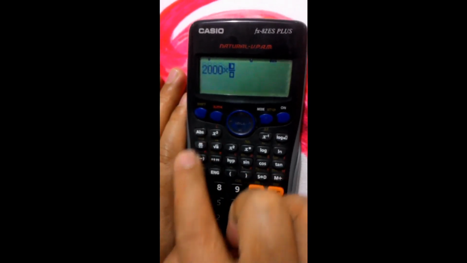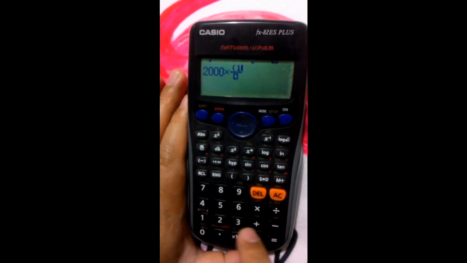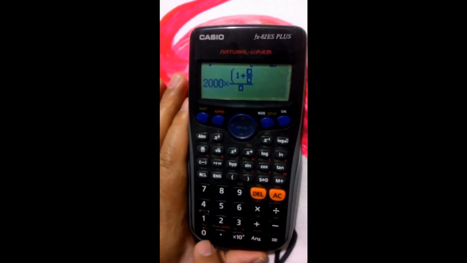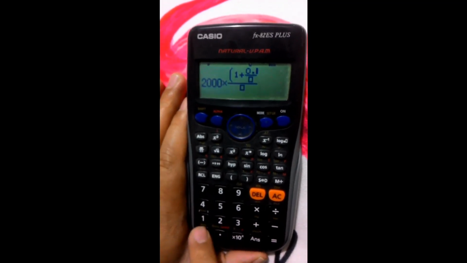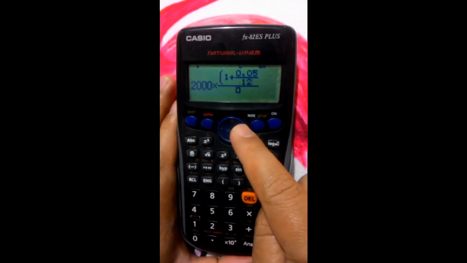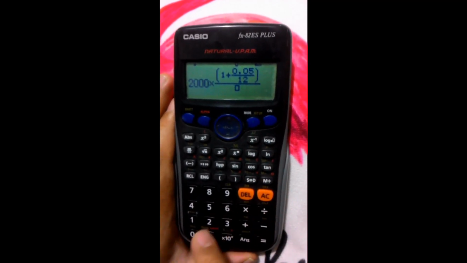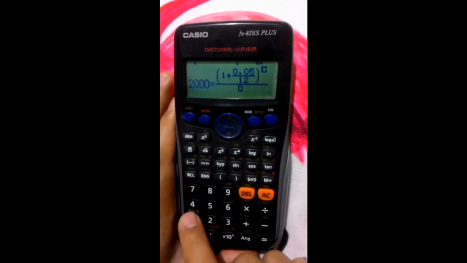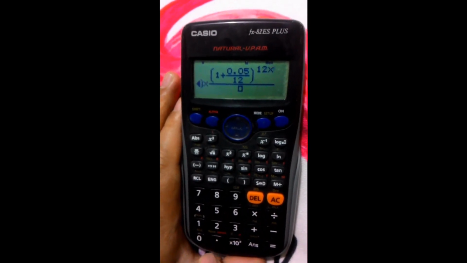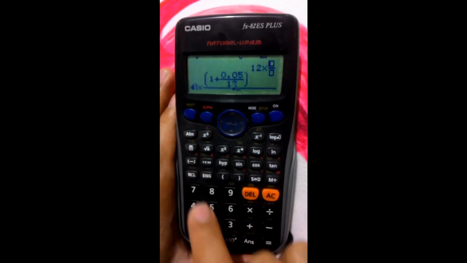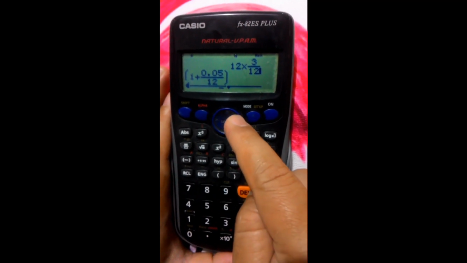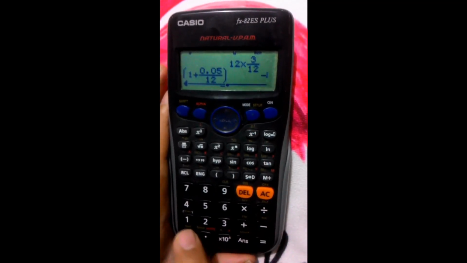times the quotient of the quantity 1 plus the quotient of 5%, which is to be converted into decimal form, which is 0.05 divided by 12, which is the conversion period of the problem, close parenthesis, raised to an exponent, 12 multiplied by 3 months, which must be converted into a year, times the quotient of 3 divided by 12 months, that is minus 1.